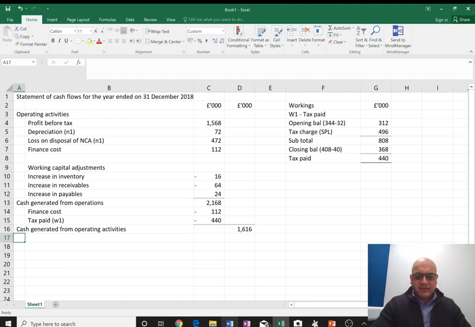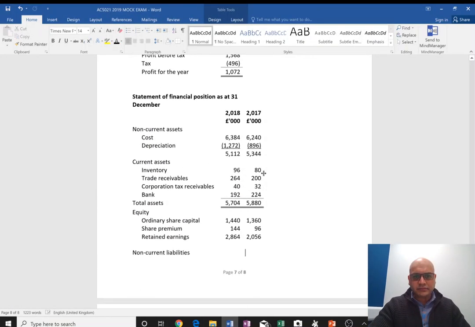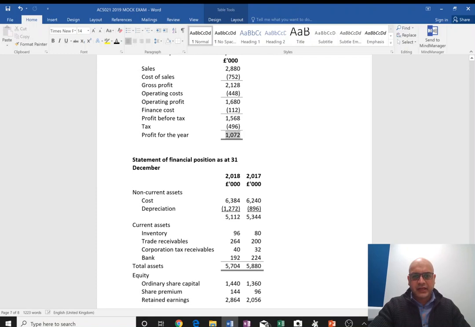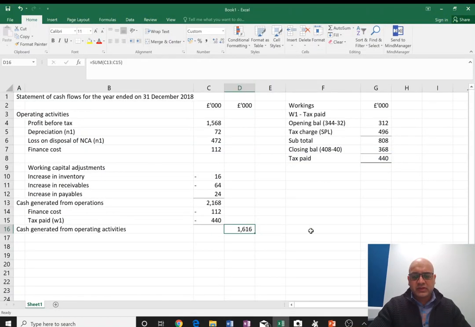Now let's compare that with the profit for the year. The profit for the year was 1,072, but our actual cash profit was 1,616. Brilliant. More than our accounting profit. In terms of operating activities, we are doing very well. Okay. Now, next one is investing activities.